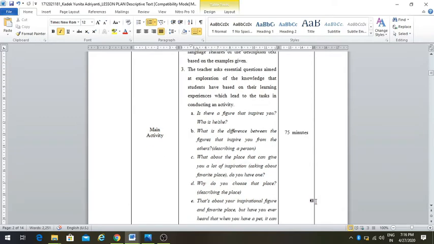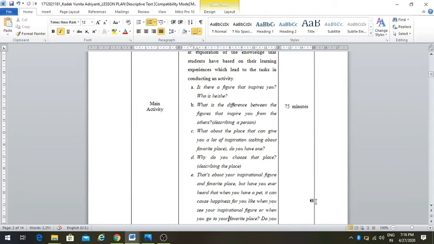And then after the students mention one by one about their favorite place, the teacher goes to, why do you choose that place? And then the students will describe the place by mentioning the characteristics of that place. And after that, the teacher asks a question about their lovely pet.